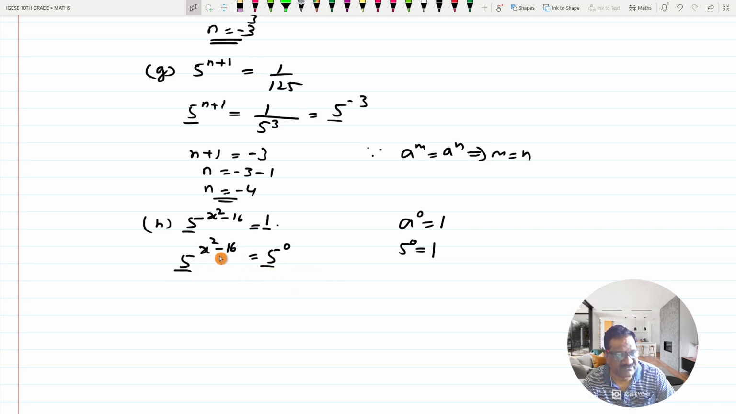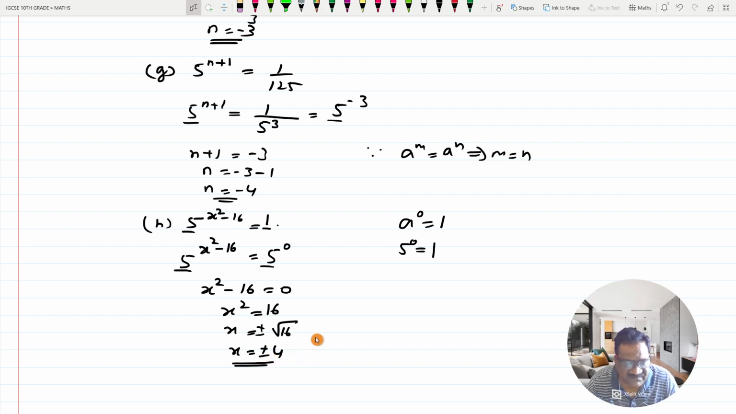The bases are 5, so I can equate the powers and write x square minus 16 equal to 0, x square equal to 16, and x will be equal to plus or minus square root of 16, x equal to plus or minus 4. So this is the answer for the H part of question number 2, x is equal to plus or minus 4. With this, question 2 is completed, and let us proceed with question 3 as well.